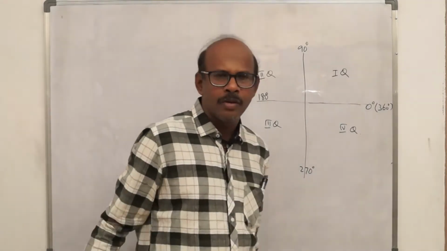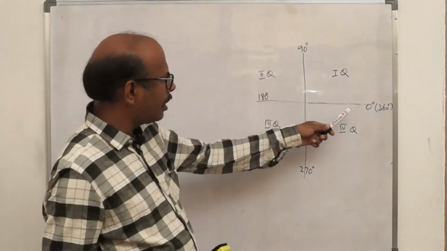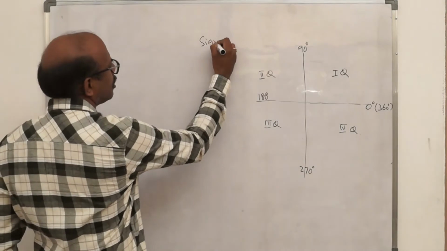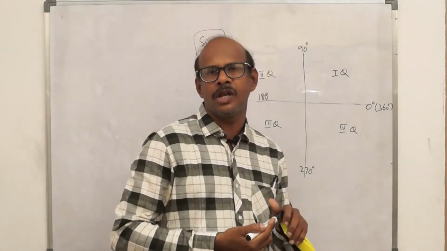I am giving the quadrant system according to the angle as criteria: first quadrant, second, third, fourth. Now, the sign scheme of various trigonometric ratios. Sign scheme means a sign convention, not scheme. Sign convention of various trigonometric ratios.